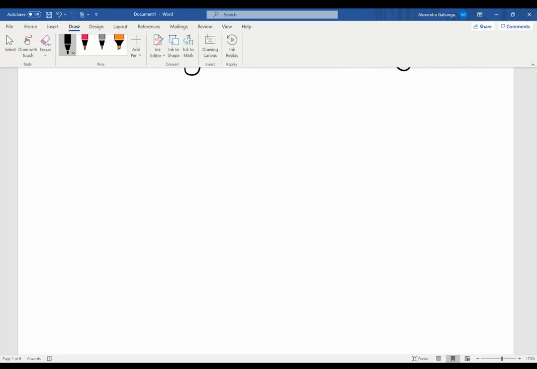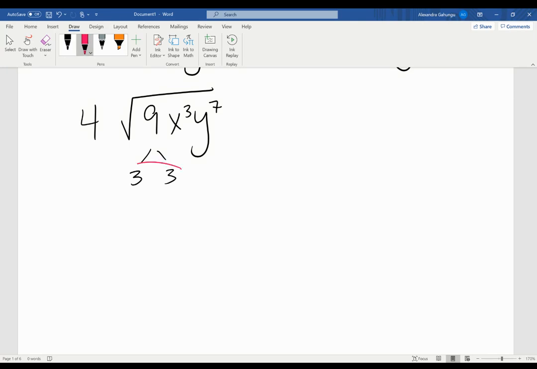Okay, so we're starting off with 4 square root 9x to the 3rd, y to the 7th. Okay, so I like dealing with the numbers first. 9 breaks up into 3 and 3. So 3 has a buddy. It's going to be able to leave the house. So it's going to join the 4 out there. So it's 4 times 3. Leave a little space. Looks like we don't have any numbers inside the radical, but we could have variables.